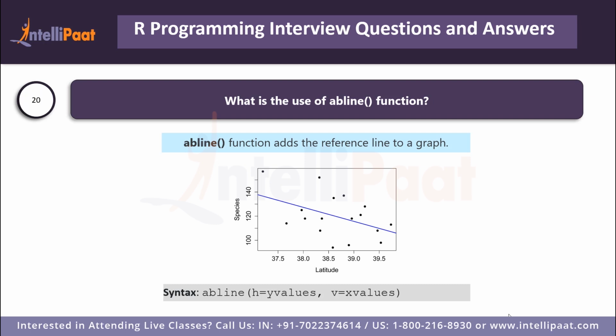The abline function adds a reference line to a graph, and the R function abline can be used to add vertical, horizontal or regression lines to a graph. Also, here x and y values are single values specifying the intercept and the slope of the line. So here is the syntax for the abline function. We use the abline keyword, then in brackets we give the y values and the x values represented or stored in h and v. These are specifying the intercept and the slope of the line. So this is the use of the abline function. Now let us move on to the next question.